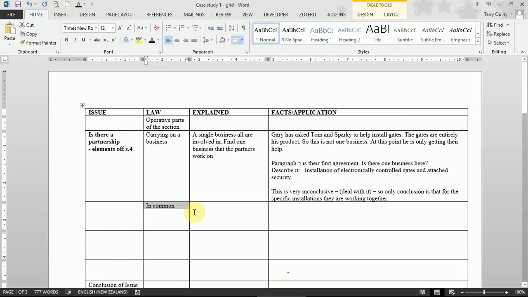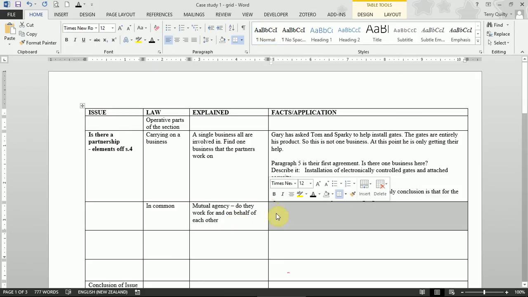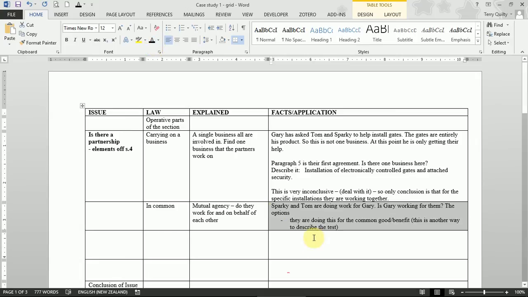That is whether it's in common. So we talk through what in common means as mutual agency. So do they work for and on behalf of each other? This is also a difficult area to identify facts in. Now, clearly, Sparky and Tom are doing work for Gary. The question becomes, is Gary working for them? So the options are they are doing business for the common good or benefit. Again, this section is quite inconclusive on those facts.